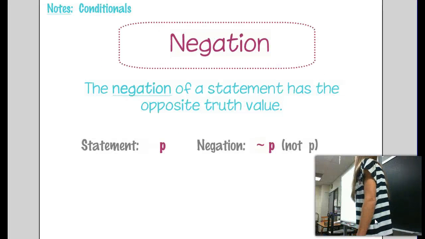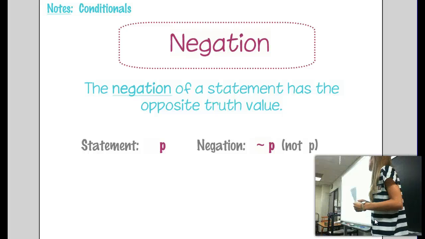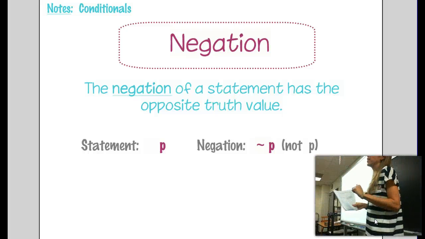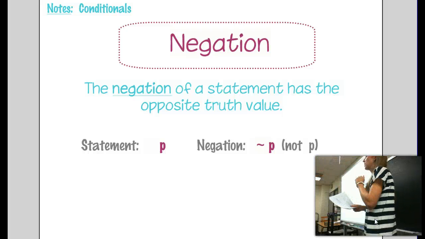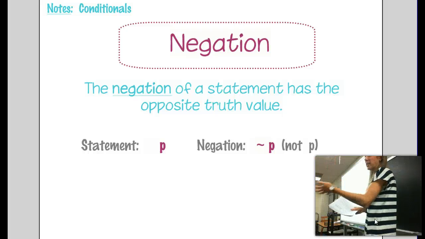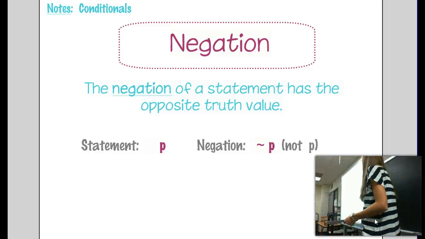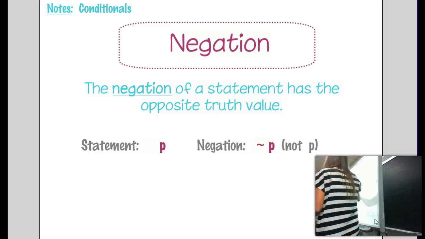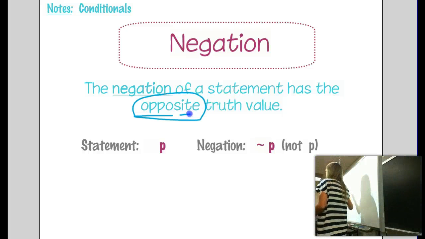A negation. We don't have to talk about this a whole lot, but is this even on your sheet? It is. Okay. Negation is just when you say the word not. So, if I am a girl, then I have blonde hair. If I am not a girl, then I don't have blonde hair. It's really just adding the word not. That's what a negation is. And it has the opposite truth value. I think that's the word you write in the blank. The opposite truth value. Cool.